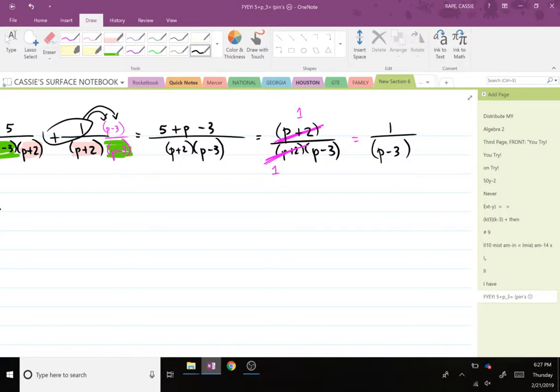That is not true for the numerator. If everything in the numerator cancels, you still have a 1 there because you're dividing a whole into smaller pieces. So the answer is 1 over p minus 3 to question 13.